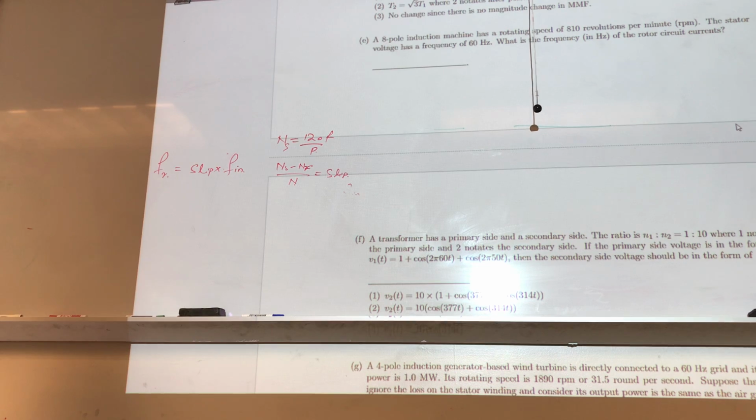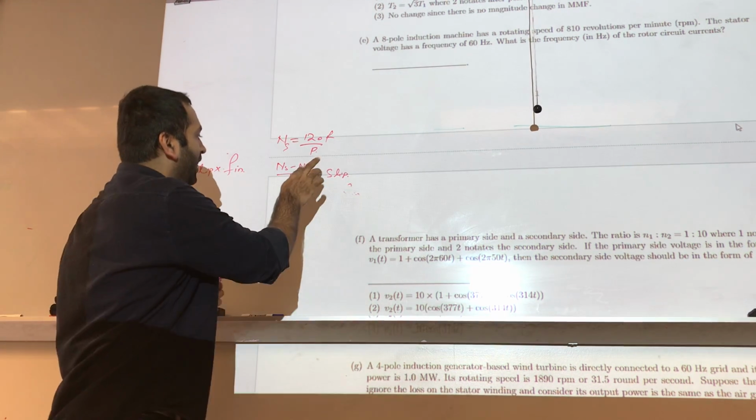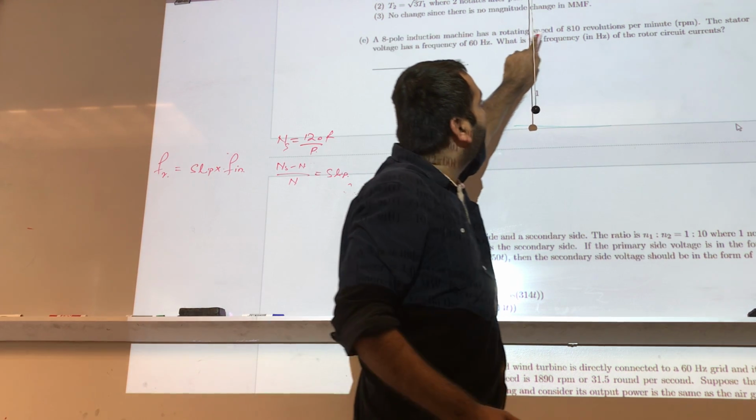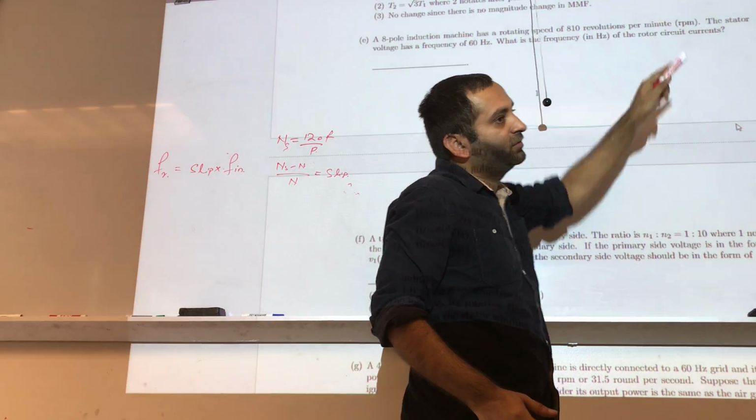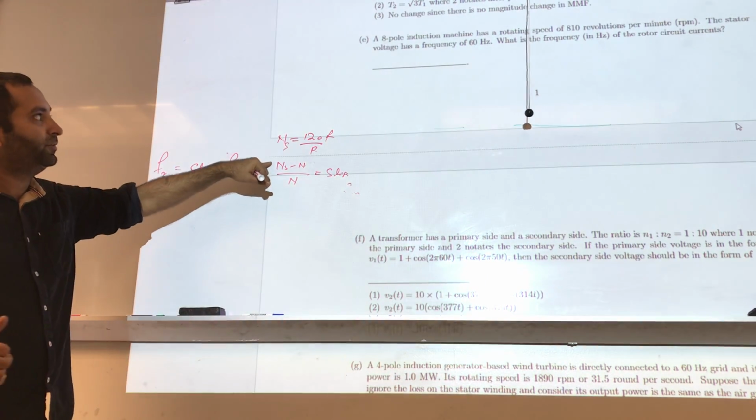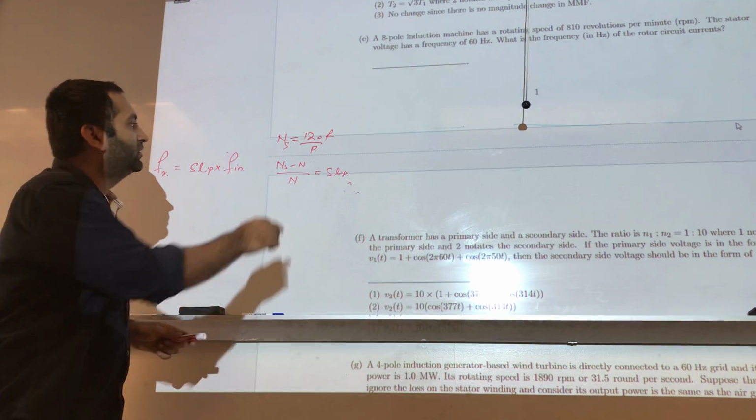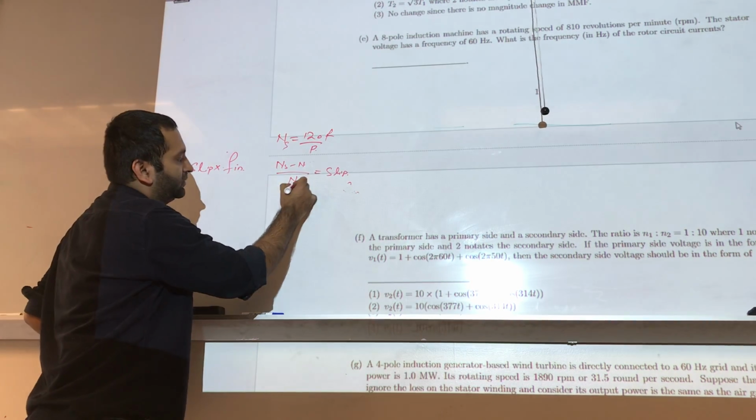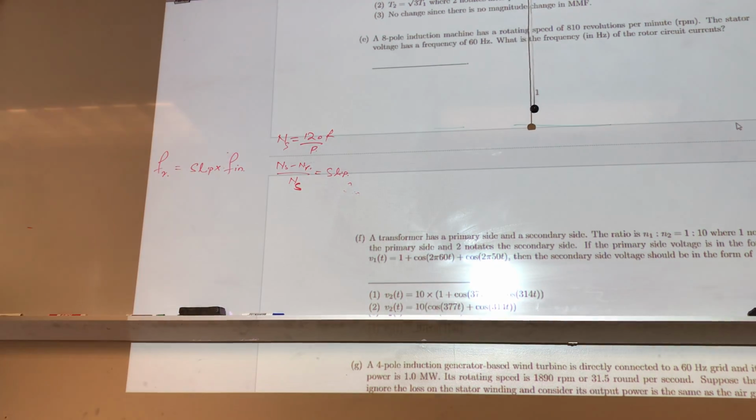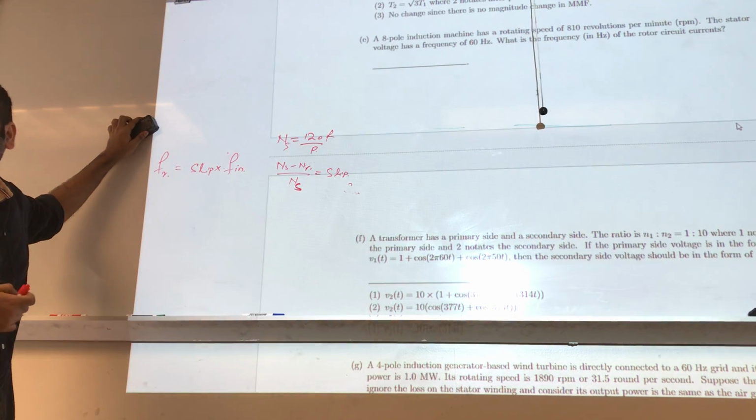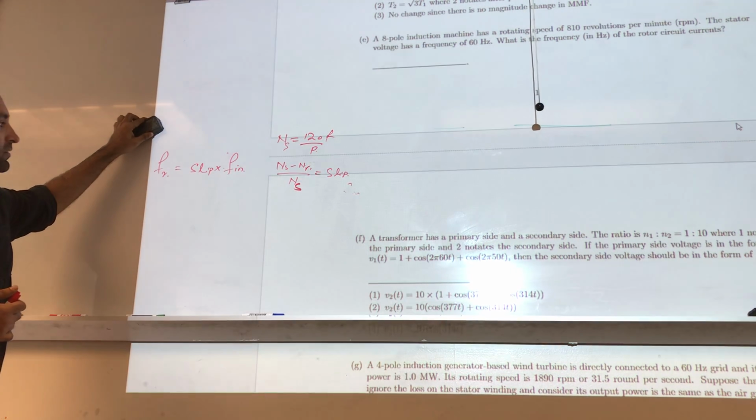So our N is the 810, right? Yes, NR is 810. It says the induction machine is rotating at a speed of 810 revolutions per minute. That means the rotor speed is 810. And then the synchronous speed you can find from the number of poles, which is 120 F over P. Isn't it over the synchronous speed? Yeah, it's NS. Now that we have everything, I think we can go and solve it. Any questions here? So we solved for the slip.